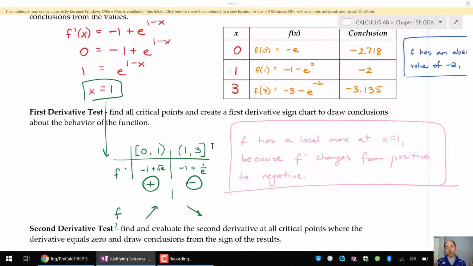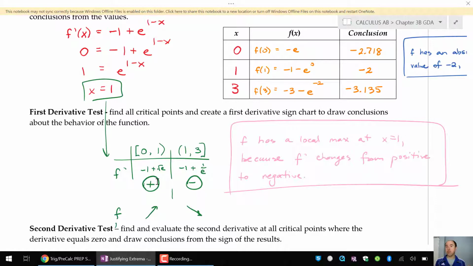So I'm going to pick a test point on the interval from 0 to 1. How about 1/2? Plug in 1/2 and generate your value for the derivative. And I really just care about what the sign is. In this case, it's going to be overall positive. From 1 to 3, I'll pick a test number of 2, plug that in, and the derivative ends up being negative. So I have a positive derivative at the beginning. I hit the critical point where f prime is equal to 0, and then the derivative is negative.